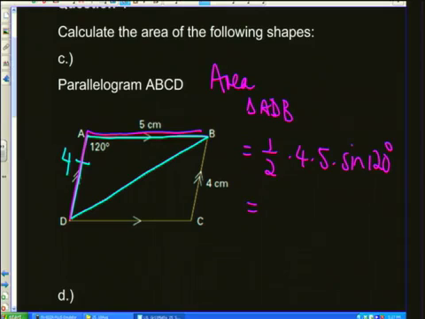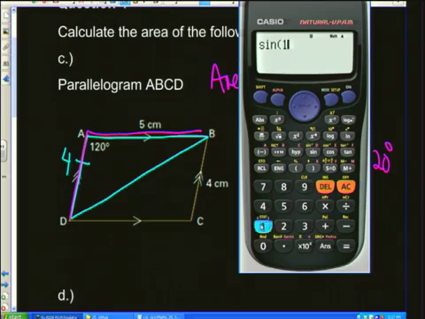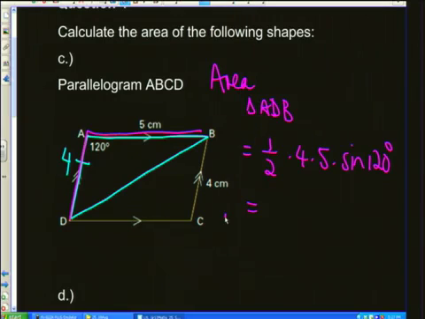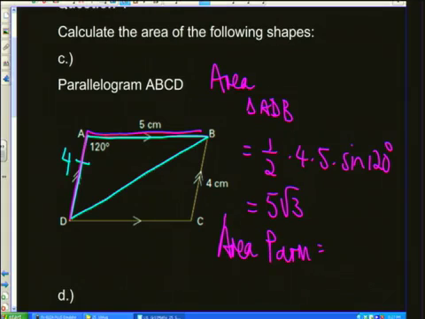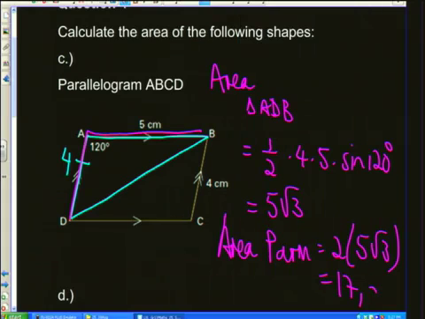That gives me a half of 4 is 2, 2 fives are 10, 10 times sine 120. So sine 120 times 10 gives me 5 root 3, but that's the blue triangle. So if I times that by 2, I get 10 root 3, which means the area of the parallelogram is twice 5 root 3, which is 17 comma 3. And it's in squared centimeters.